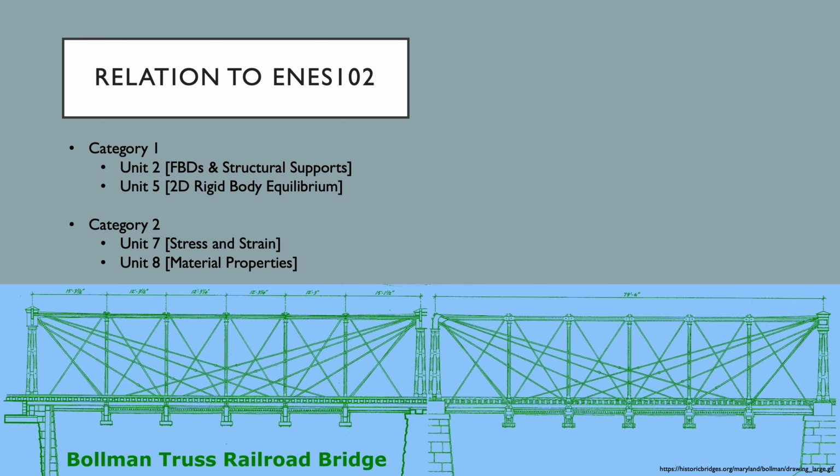In analyzing the bridge, we can apply units from ENES 102. We can use Unit 2 and 5 to draw the free body diagram of the Bollman Bridge and identify its key components. Taking the free body diagram, we can then apply equations of equilibrium and find various forces throughout the structure. We can also use equations from Units 7 and 8 to find the diameter of the steel wire cables within the structure and the critical load of the wrought iron cords.